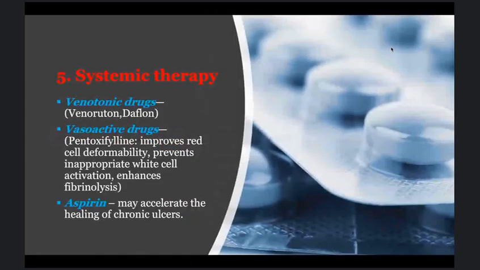We are still in the conservative measures in the treatment of CVI. Fifth, systemic therapy. Some patients may need systemic treatment. First, venotonic drugs like Venoruton or Daflon. These agents will tone the muscles and the wall of the veins, and this will improve venous outflow, reducing the venous hypertension. Vasoactive drugs like doxycycline will improve red cell deformability, prevent inappropriate white cell activation and enhance fibrinolysis. Or aspirin sometimes may be used. It may accelerate the healing of chronic ulcers.